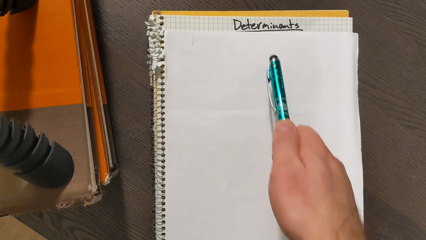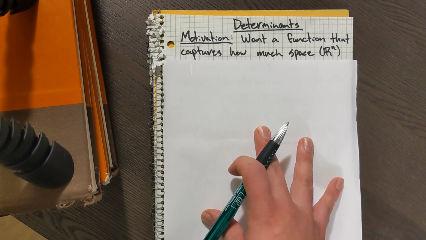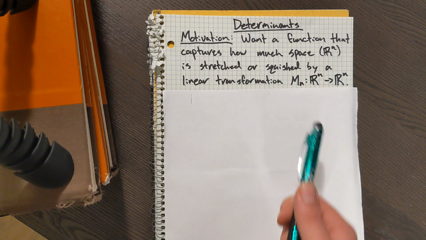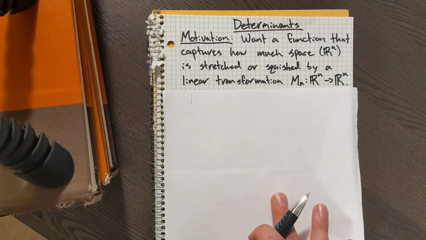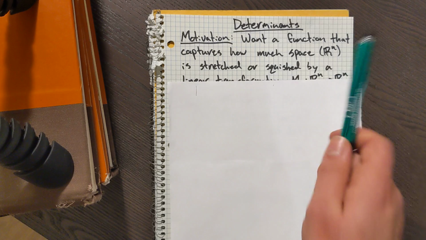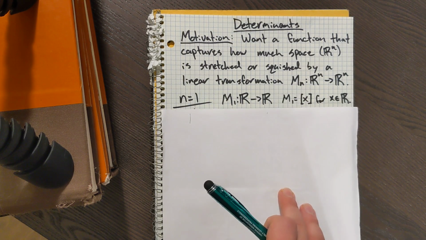Hello, today I'd like to talk about determinants. The motivation behind determinants is that we want a function that tells us how much space is stretched or squished by a linear transformation, which is a matrix, and for the determinant to make any sense, we need it to be a square matrix. You'll see why in a sec.